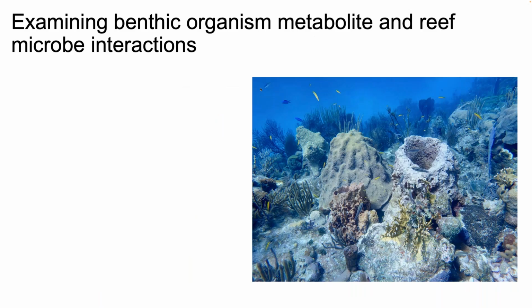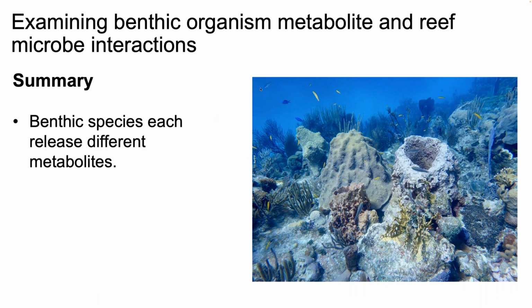So what did we learn from that experimental study? Basically, benthic species each release different types of metabolites. When you look at a reef and you look at a diverse reef, think about what each organism is doing and how it's contributing differently to that ecosystem, which I think really holds to the point that having ecosystem diversity means you have chemical diversity and microbial diversity as well.